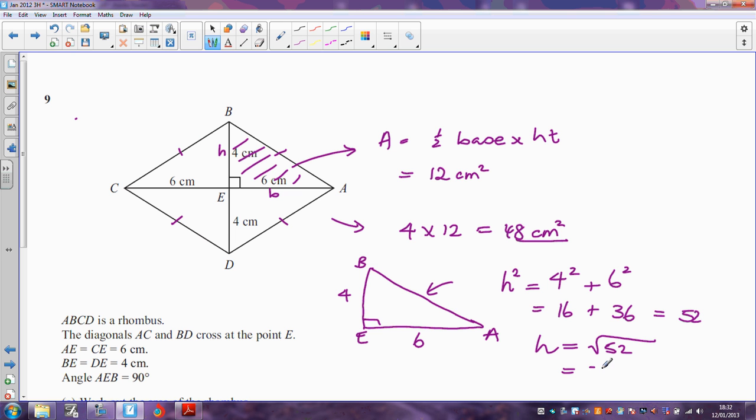If I work that out on my calculator, I get 7.21110, etc. I'm going to round it to 3 significant figures, as the question says, so 7.21 centimeters.